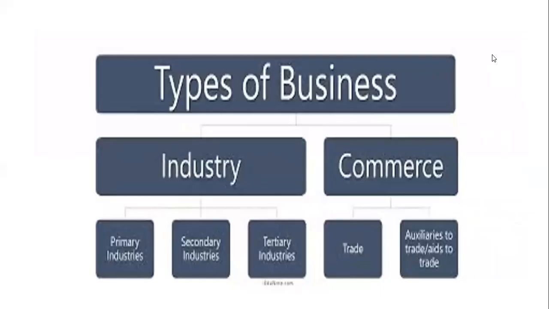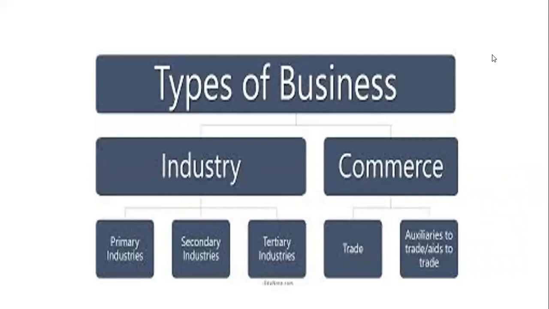Now let us discuss the types of business. Business can be broadly classified into two terms, that is industry and commerce. And industry, which we are going to discuss today, can be broadly classified into primary industries, secondary industries, and tertiary industries.